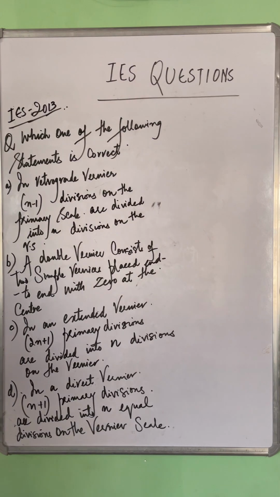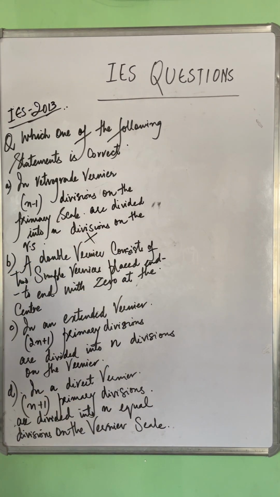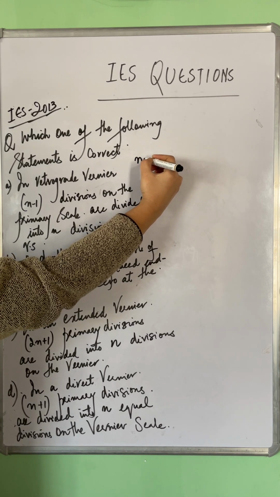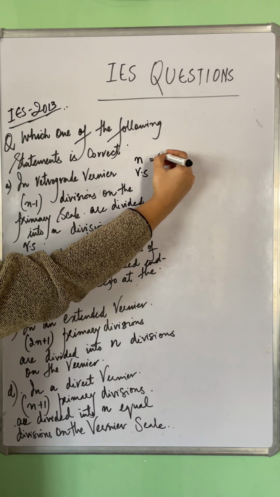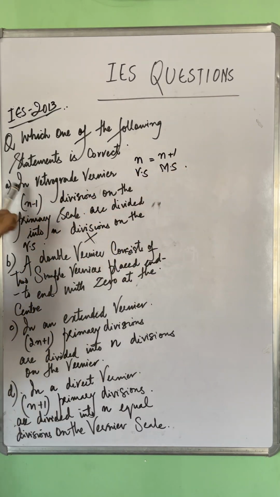Statement number 1. In a retrograde vernier, n minus 1 divisions on the primary scale are divided into n divisions on the vernier scale. Wrong. In a retrograde vernier, n plus 1 divisions on the primary scale are divided into n divisions on the vernier scale, because in a retrograde vernier, n divisions on the vernier scale correspond to n plus 1 divisions on the main scale. So this statement is wrong.